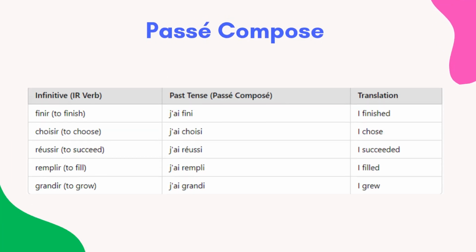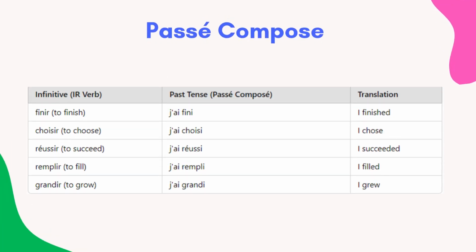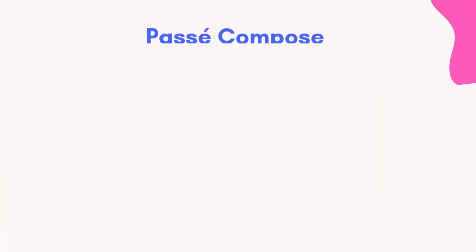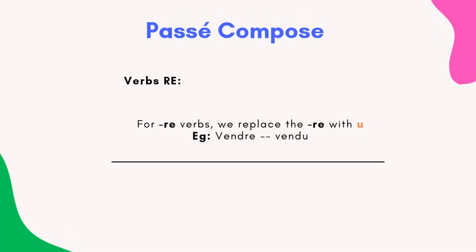So now let us see some more examples of IR verbs. Finir, j'ai fini. Choisir, j'ai choisi. Réussir, j'ai réussi. Remplir, j'ai rempli. Grandir, j'ai grandi.